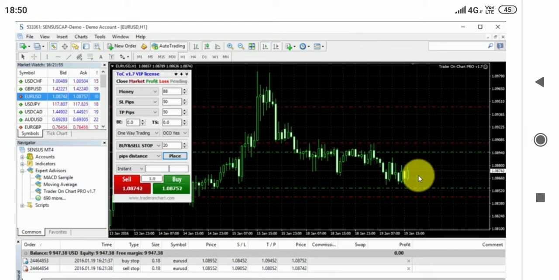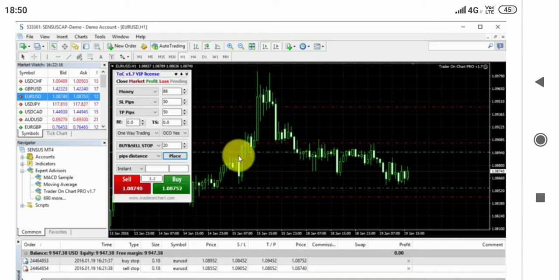released, you just set your desired parameters, the distance, stop loss, position size, and so on, and you just click place button once, and it will place buy and sell stop orders for you at your desired distance. So it's really quite useful.